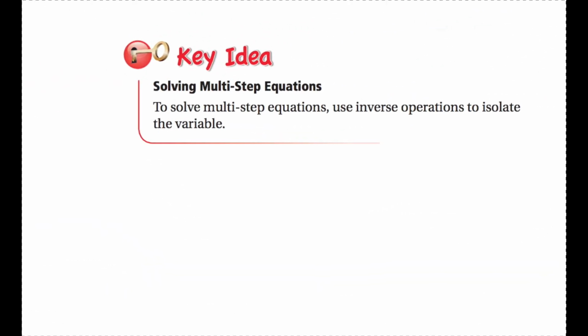Alright, today's key idea is in solving multi-step equations. What we want to do is use inverse operations to isolate the variable. What do we mean isolate? Well, we want to get the variable, so just say it's x, alone on one side of the equal sign. Whatever variable we're solving for, could be x, could be y, could be any letter. We want to use our inverse operations that we went over from our order of operations to isolate this variable so we can find out what x is equal to.